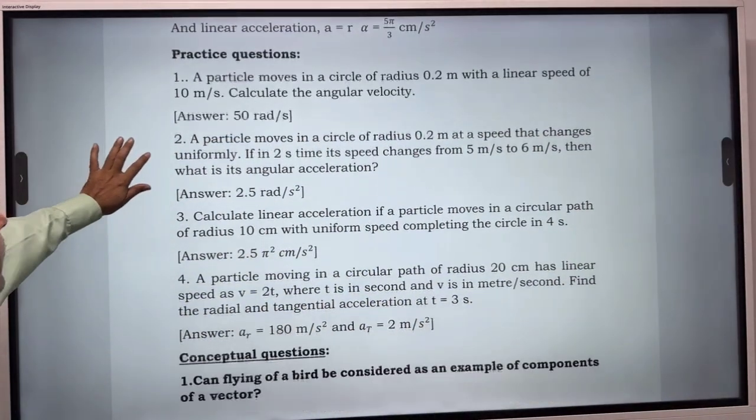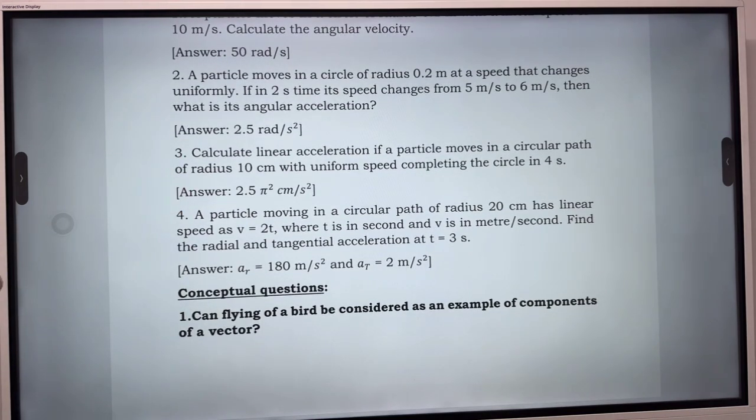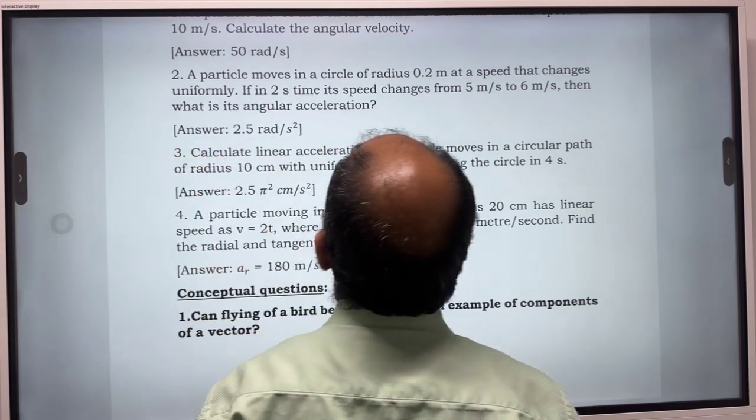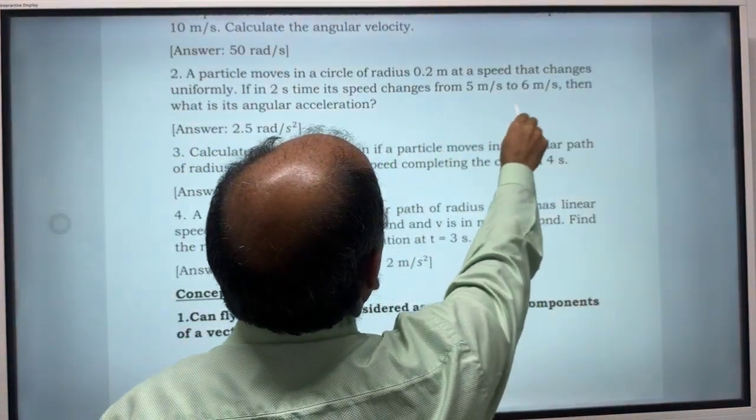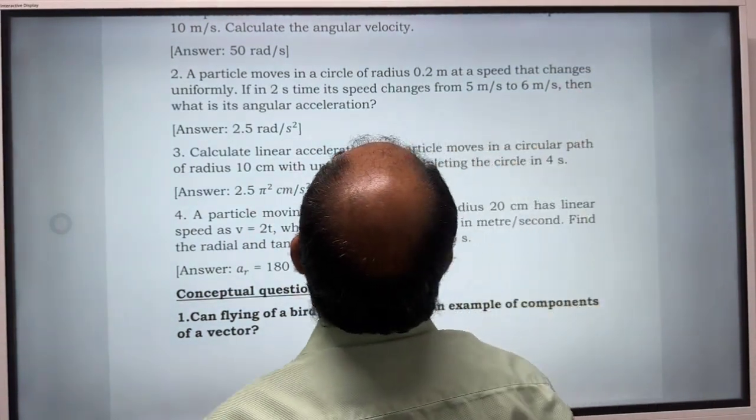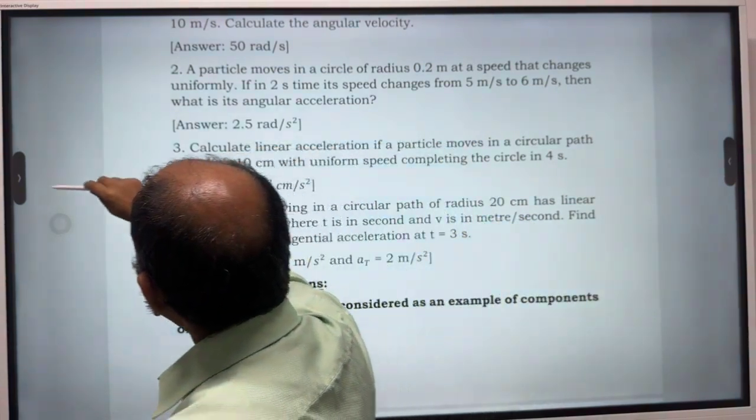Next question is, a particle moves in a circle of radius 0.2 meter at a speed that changes uniformly. If in 2 second time its speed changes from 5 meter per second to 6 meter per second, then what is angular acceleration?